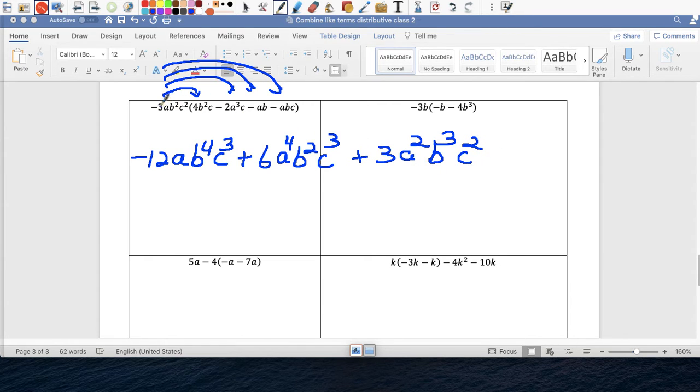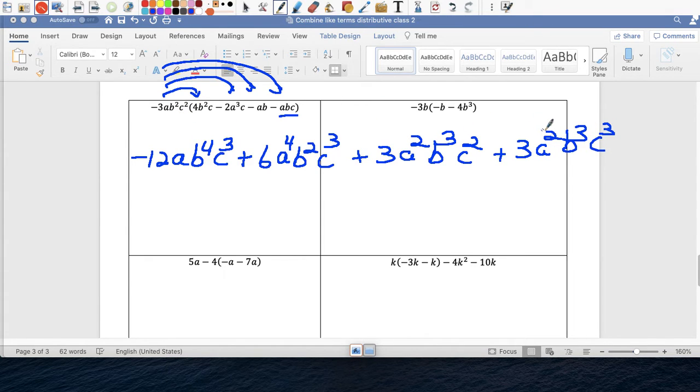The last term, it's a negative times a negative, which gives me a positive. 3 times 1 is 3. A times a is going to be a squared. B squared times b is going to be b cubed. And c squared times c is going to be c cubed.